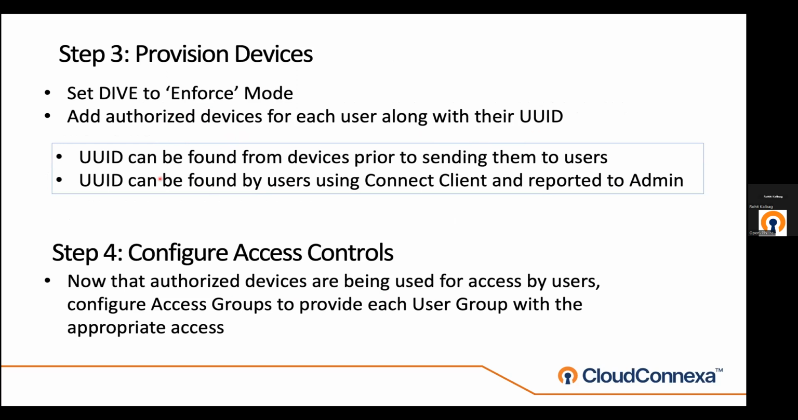And the UUID can be found from corporate devices prior to sending them to the user, because you can use command line tools or see the system information, and you can find the UUID. And if some users are using BYOD devices, or the devices have already been sent to them, a Connect client also has been enhanced to show the UUID. So the users can just provide you the UUID of the device they already have, so that you can add that device to the user configuration.